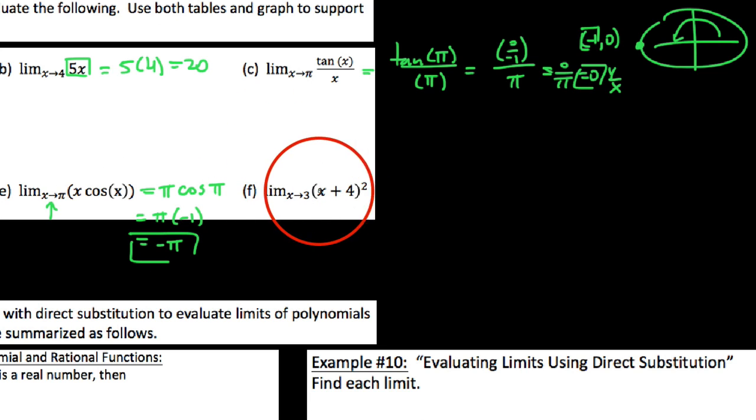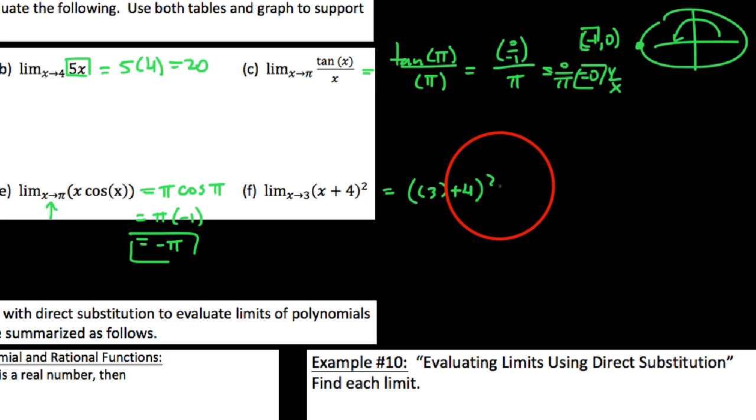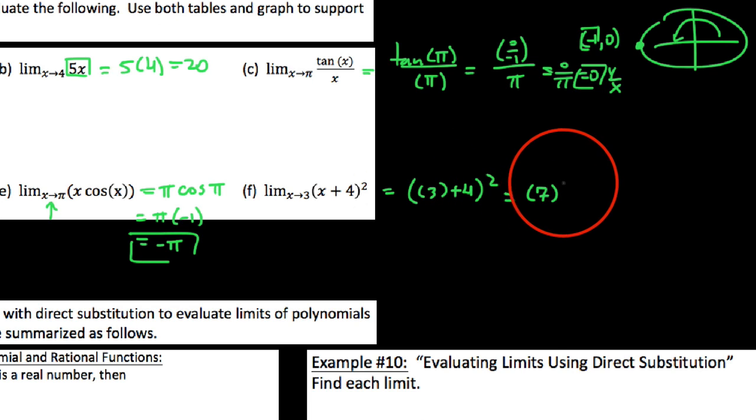So our last function here, we have this x plus 4 squared. We want to know what it is getting close to as x gets close to 3. Well, again, we're just going to do our direct substitution with this well-behaved function. We get 7 squared. So our function would be getting really close to a value of 49 there. And it would be extremely easy to support this with a table.